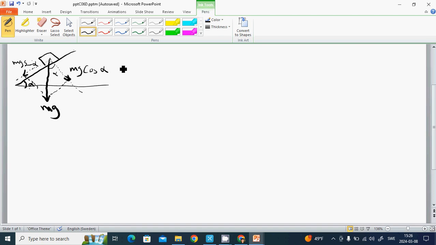Okay, then mg cosinus alpha is the pressing of the mass on the rod, and its opposite is the normal force F. If we want the mass to stay still, then we must have a force to keep it still. If it is still, this force is the friction force, and it is keeping the mass still on the rod.